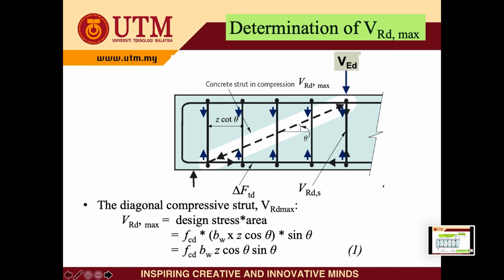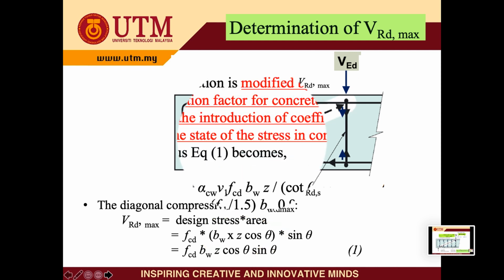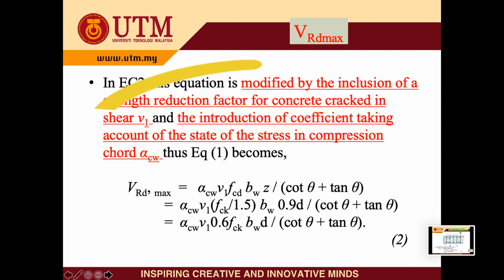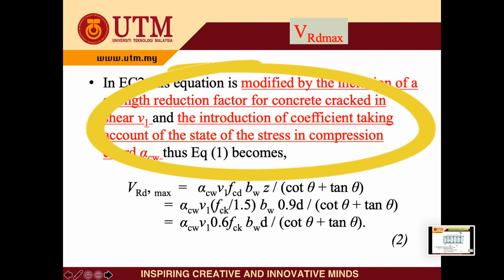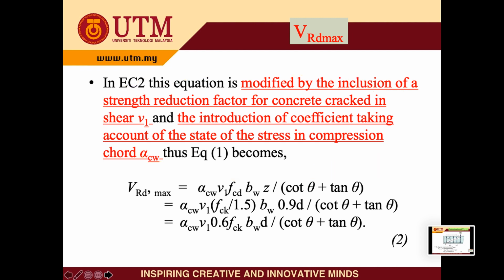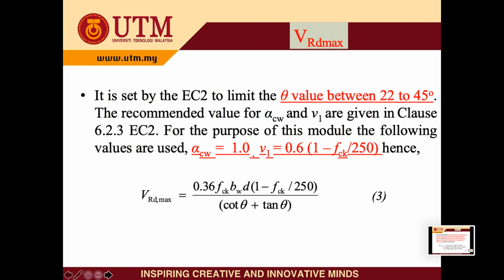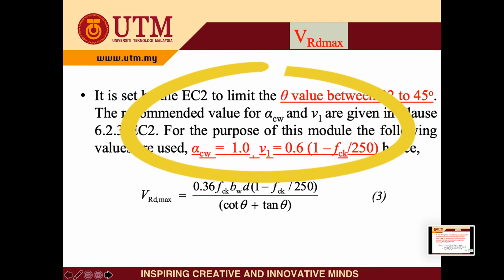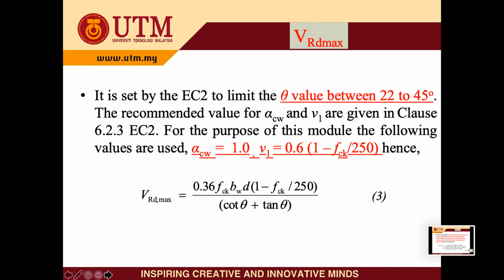Determination of VRd,max is shown in equation 1, which is design stress times the area. The design stress here is from the design concrete strength, times the area of the concrete in compression, that is bw times z cos theta, and times sine theta. The reduction factor for the strength and also for the state of the stress in the compression chord will be introduced in the VRd,max, and it becomes a new equation, as shown in equation 2. Further, the equation for VRd,max is simplified and shown in equation 3 as recommended by EC2.